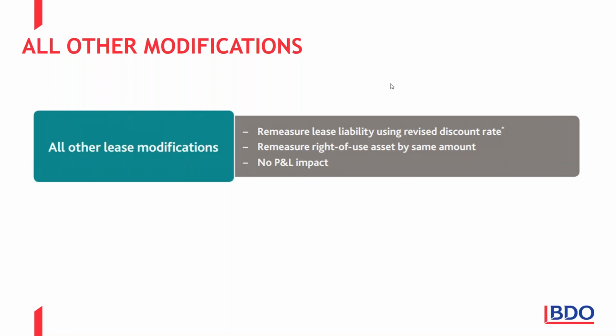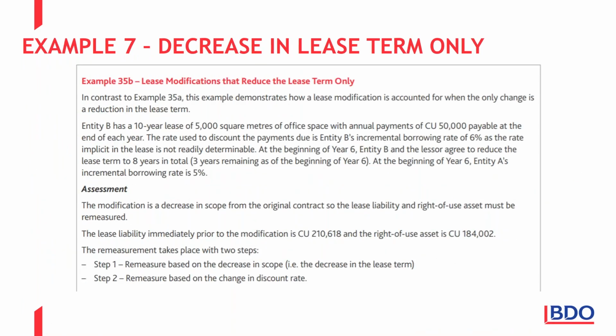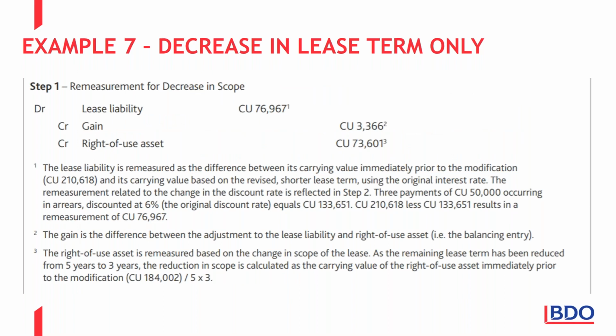So I'll just go back to example 7. I just want to round out the decrease in the lease term. So we've said if there's a decrease in the lease term, it actually is a decrease in scope. It's specifically covered in our basis for conclusion. And in this situation, there's a 2-step approach where we didn't have that with reassessment. So we'll calculate what is our lease liability after we've had the decrease in the lease term, and we'll work out what is the impact of the decrease in the lease term on our right of use asset, and the difference will be a gain.